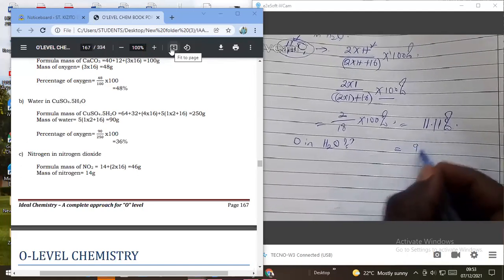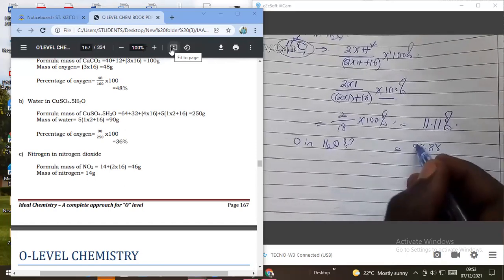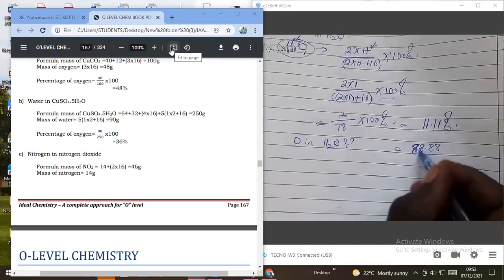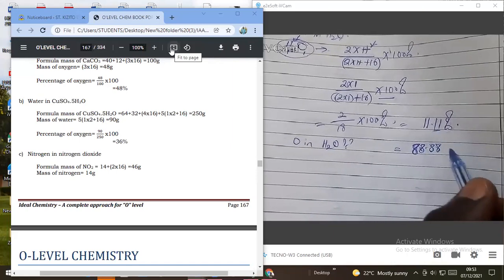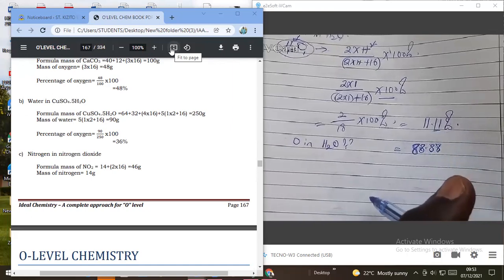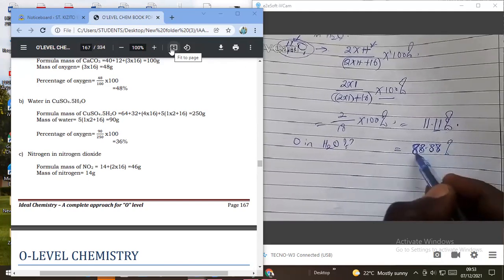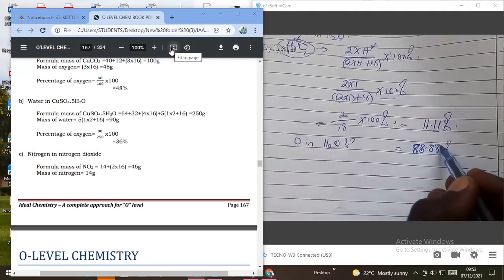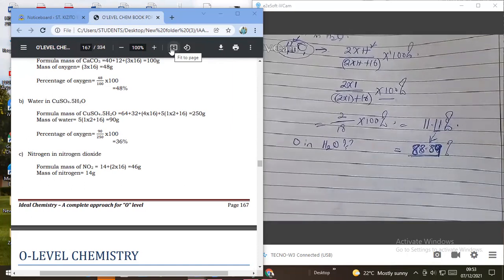98.88. No, 88.88. Yet here I see 1. I expect to see a 9 somewhere behind the decimal. 88.89, isn't it? Yes. So this is the overall percentage of that element. So Grace, have you got the idea?